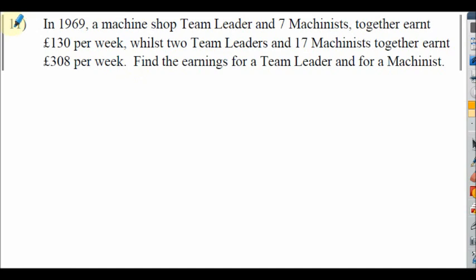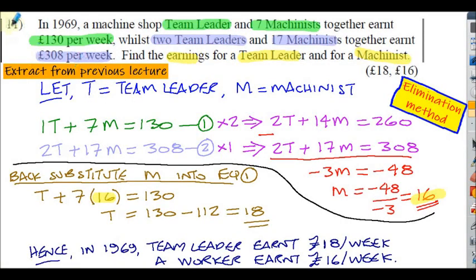So here's question 11 from our previous presentation. On the following slide I'll show you the full work solution. Here's the full work solution to question 11 that we worked through in our previous presentation, and this was solved using the elimination method. I'll now show you how we use the substitution method to attain the same answers.